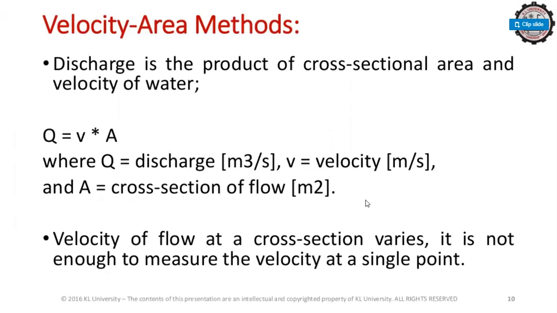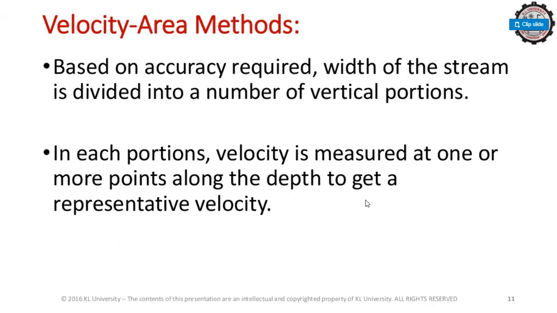Velocity area method. Discharge is the product of cross-sectional area and velocity of water, where Q is equal to discharge and A is the cross-section of flow. Velocity of flow at a cross-section varies. It is not enough to measure the velocity at a single point.